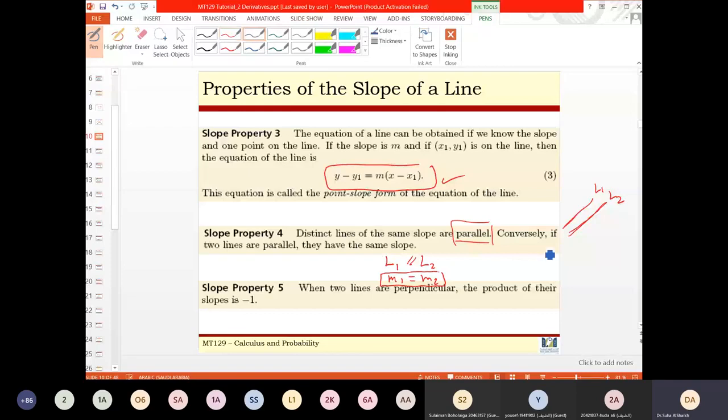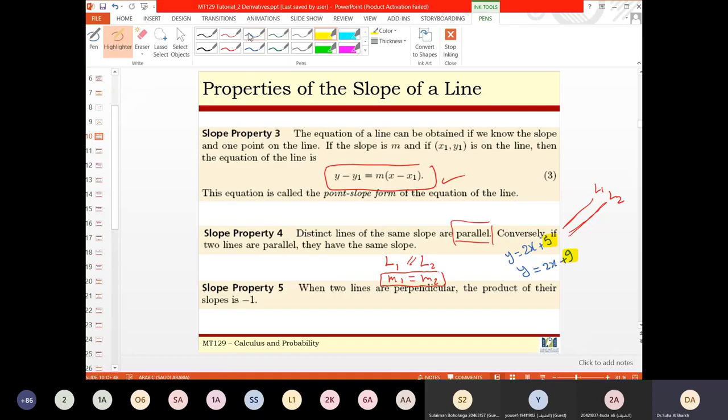I'm going to give you a simple example. If the first line is y = 2x + 5, and the second line is y = 2x + 9, these are two different lines, as you can see. They go together actually. They never meet. They are different. The only difference is the intercept here.